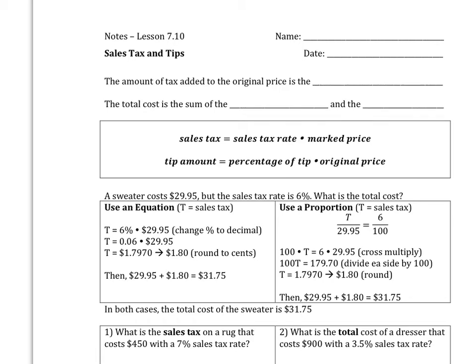Math 7, Lesson 7.10, Sales Tax and Tips. The amount of tax added to the original price is called the sales tax. The total cost is the sum of the marked price, whatever it cost, and the sales tax.